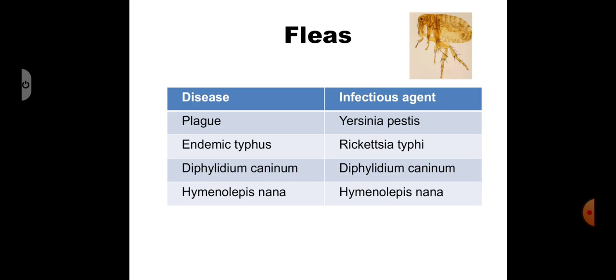Looking into flea-borne diseases, the bacterial diseases are plague, which is caused by Yersinia pestis, and endemic typhus caused by Rickettsia typhi. And some parasitic diseases caused by flea, the parasites causing them are Dipylidium caninum and Hymenolepis nana.